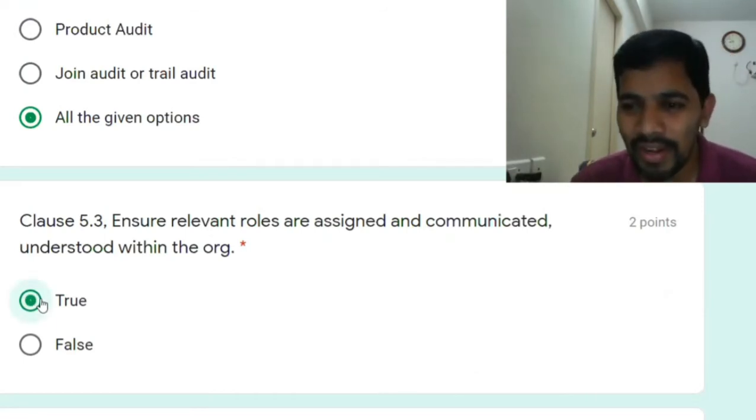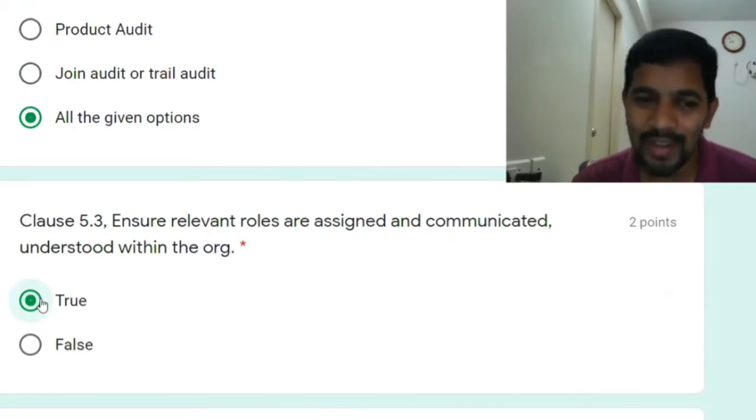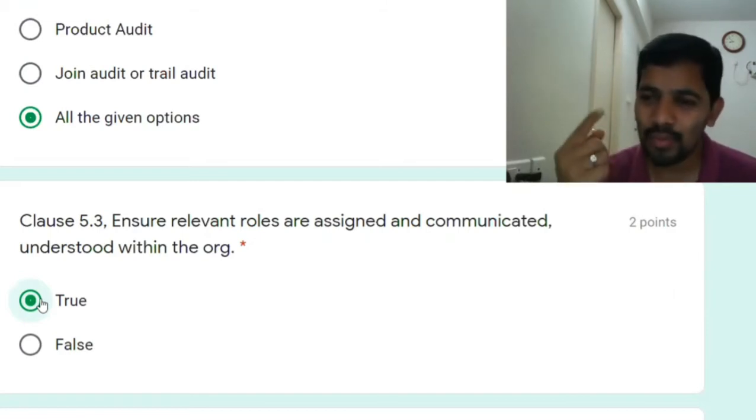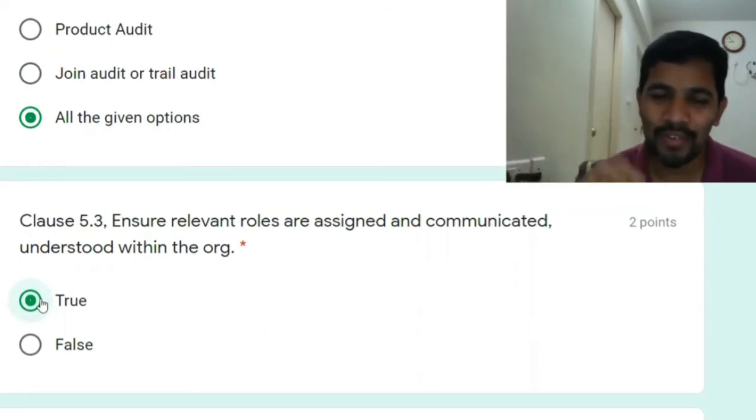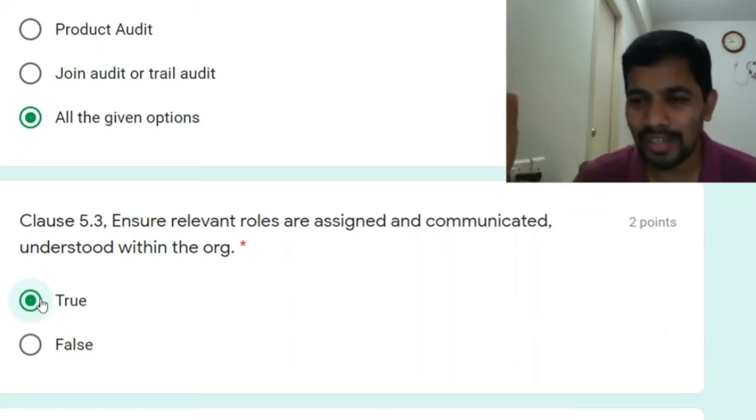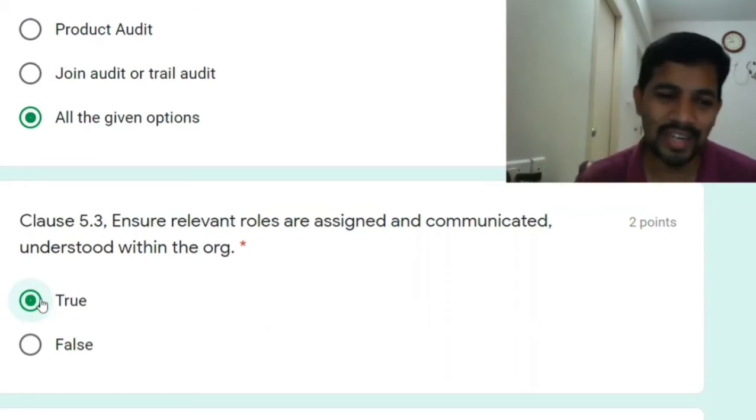At this point of time, I also wanted to add a tidbit in this case. Clause number 5, that is leadership, has used 3 powerful words. One powerful phrase is top management shall. The whole clause starts with the phrase top management shall. The first word is establish, the second word is demonstrate, the third word is ensure. So these 3 words are being used in clause number 5. Top management shall establish, top management shall ensure, top management shall demonstrate, and so on. Let's go to the third question.